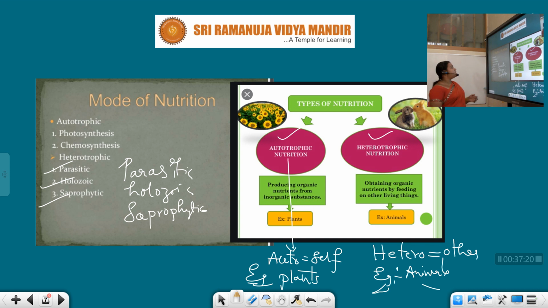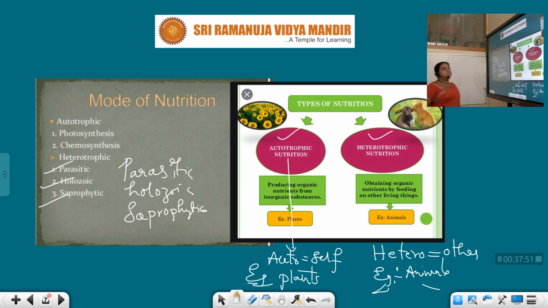Right? See, students, they depend upon the mode of nutrition, the type of food preferred by the organism. Organisms are divided into three types: carnivores, herbivores, and omnivores. Herbivores prefer only plant food substances. Carnivores prefer animal food substances, and omnivores prefer both types of food, from animal as well as plant resources.